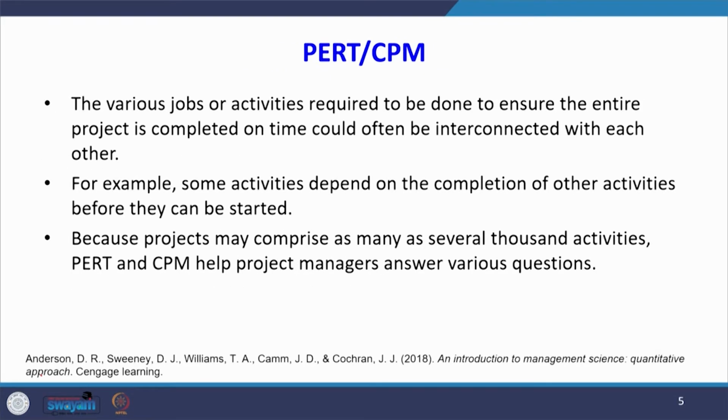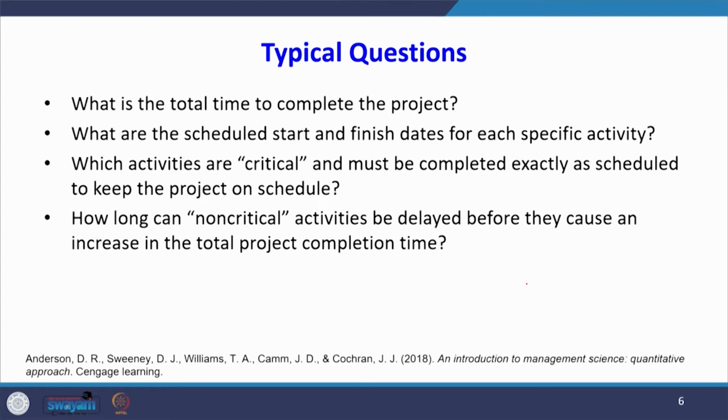The various jobs or activities required to ensure the entire project is completed on time are often interconnected with each other. For example, some activities depend on the completion of other activities before they can be started. Because projects may comprise as many as several thousand activities, PERT and CPM help project managers answer various questions. What are the typical questions that PERT and CPM can answer?